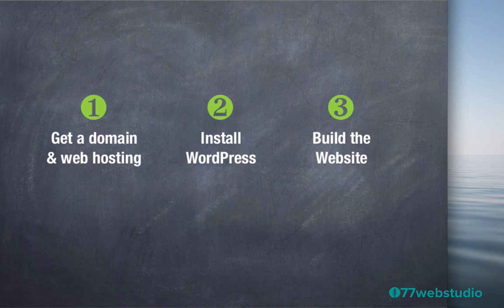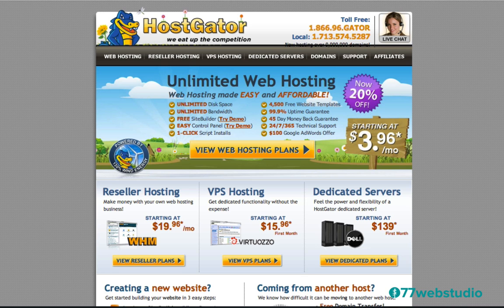So what are the steps to build out the website? Well, number one, we need to get the domain name and the web hosting. Number two, we need to install WordPress. And finally, number three, we need to build out the website. So let's head on over to HostGator to take care of step number one, which is getting the domain name and the web hosting. So here we are on HostGator.com.